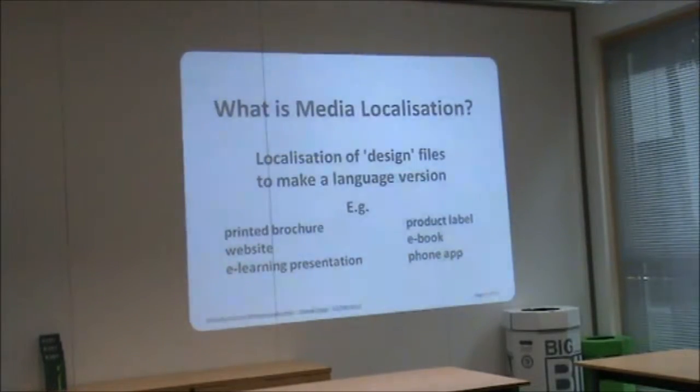So for example, here's just a few examples of the type of thing we're talking about. Print works, printed brochures, manuals, things like that. Product labels for foods, goods, websites, e-books, and then more advanced, e-learning presentations, multimedia presentations, and then nowadays we're in the age of apps and software, which are also viable for translation. There's many other examples as well, but that's just a few to show you the spectrum of things that we're talking about.